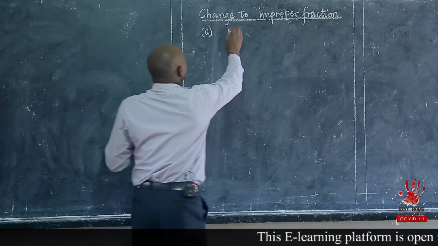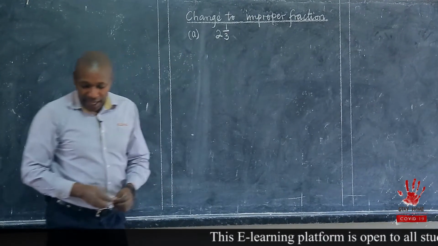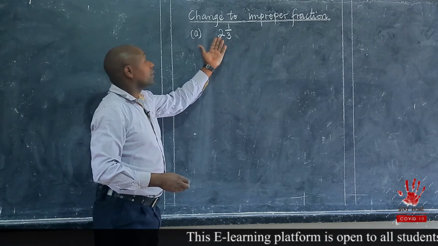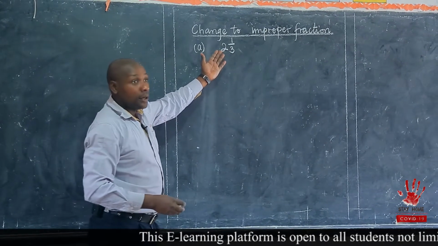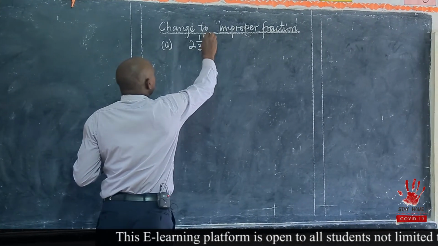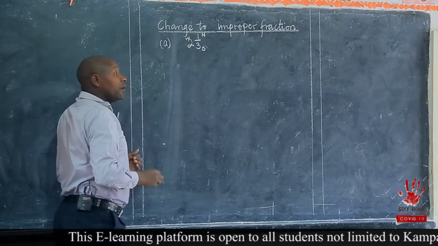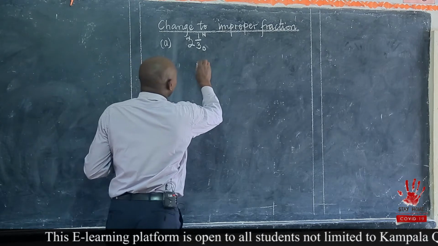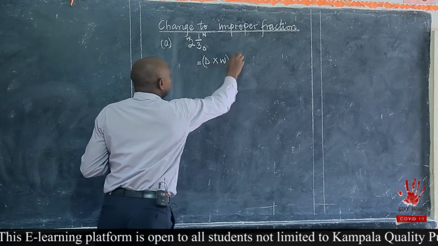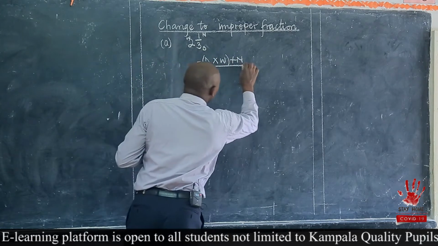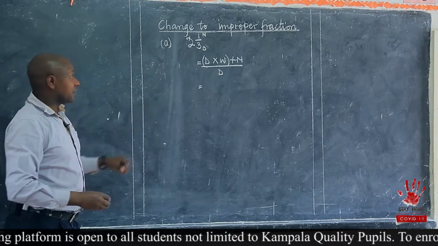I think they gave us two whole numbers and a third. Remember how the parts of a mixed fraction are. We said this is the numerator, this is the denominator, and this is the whole number. Therefore, we take the denominator times the whole number, then plus the numerator, all out of the denominator. Hope you are following what we had last time.